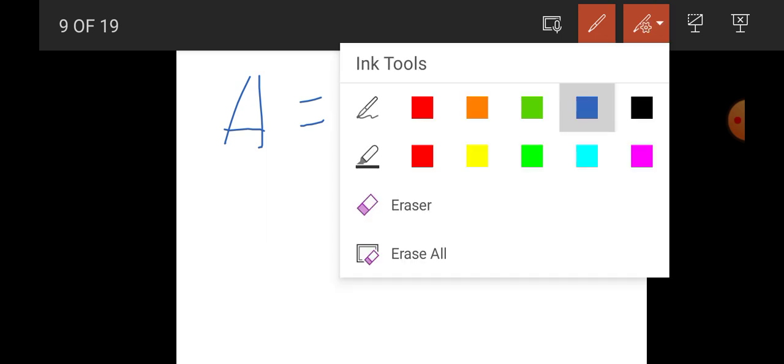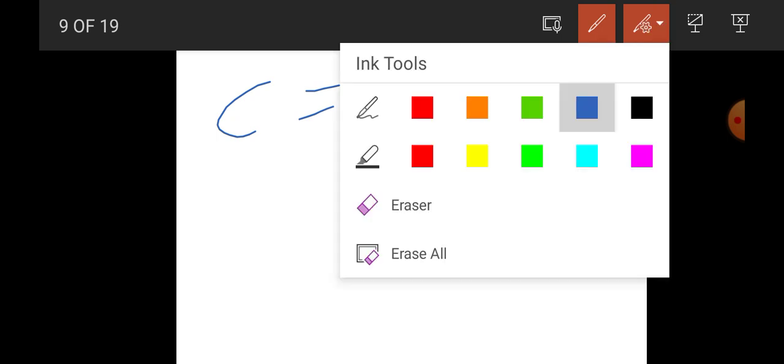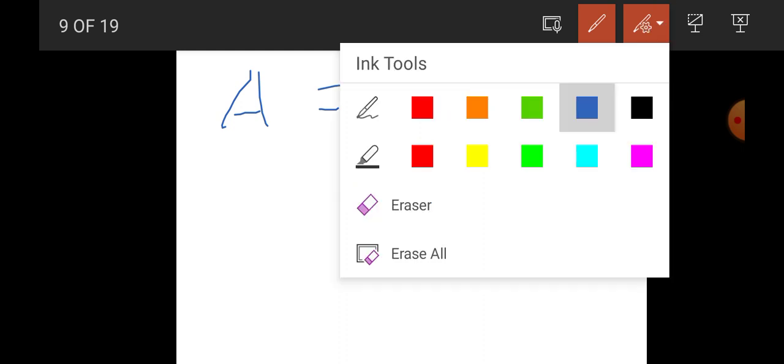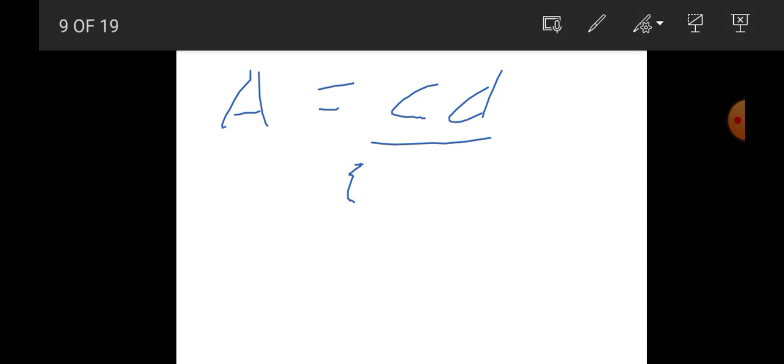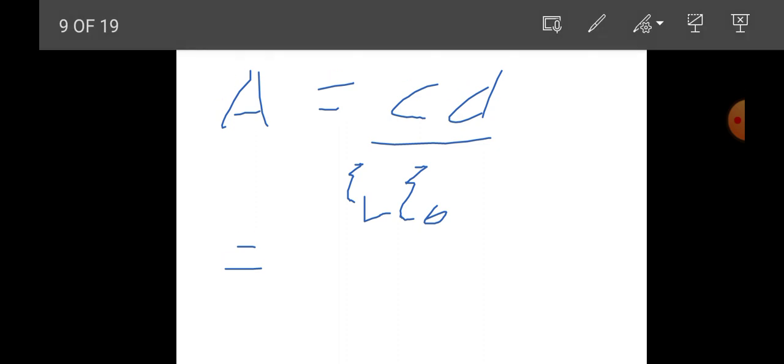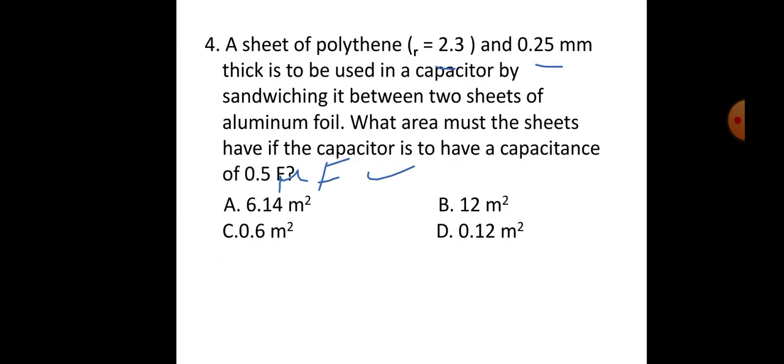So A is equal to capacitance times D over relative permittivity times permittivity of free space. Here the capacitance is given. How much is given? 0.5 microfarad, and the separation is 0.25 millimeter.